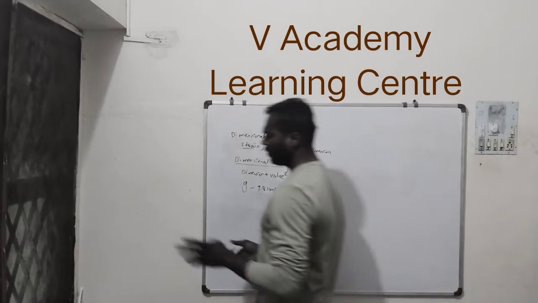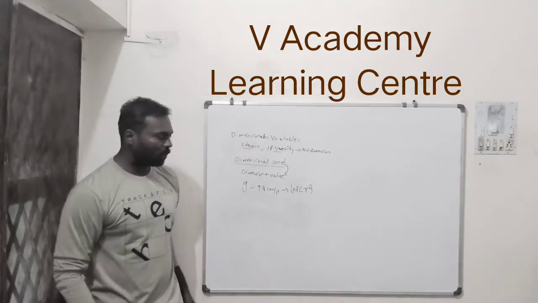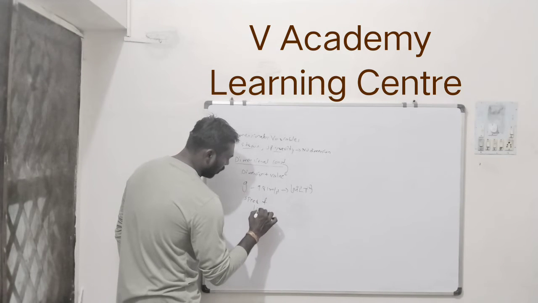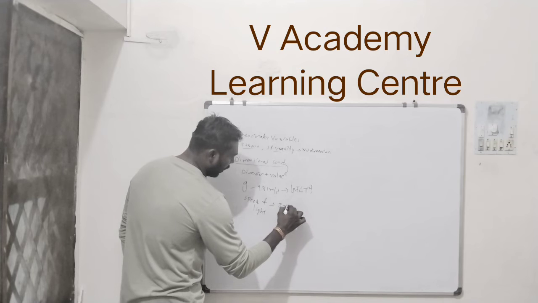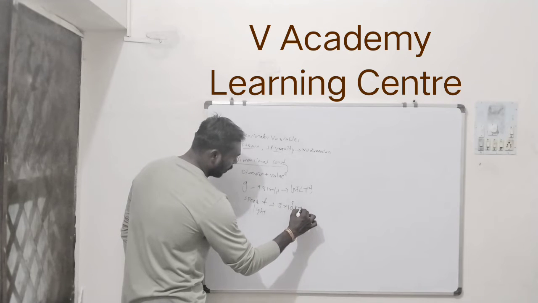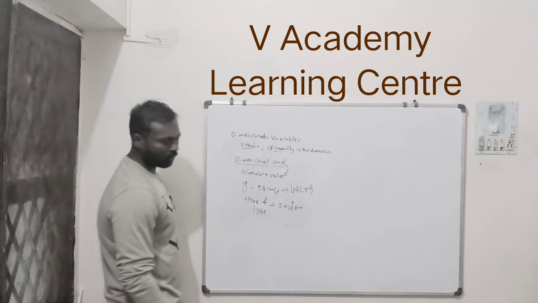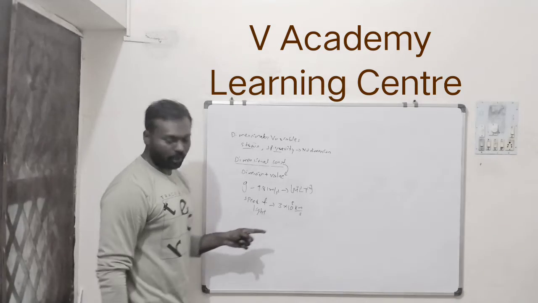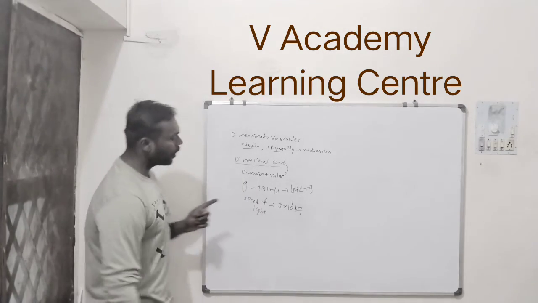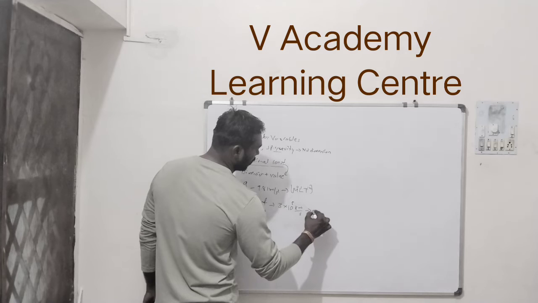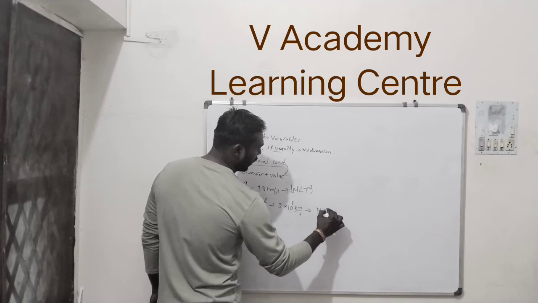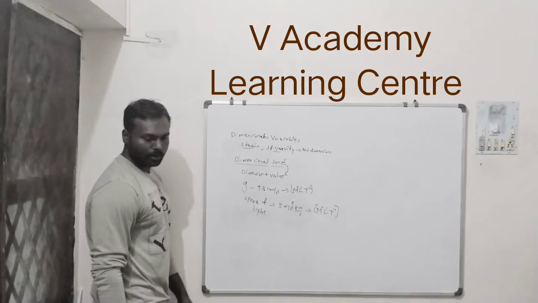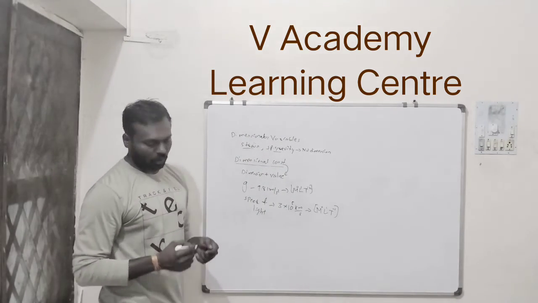Next one, speed of light. How much? 3 into 10 to the power 8 meters per second. In kilometers, 3 into 10 to the power 5, since 1 kilo is 10 raised to 3. Don't forget. Dimensions: M, L, T is 0, 1, minus 1.